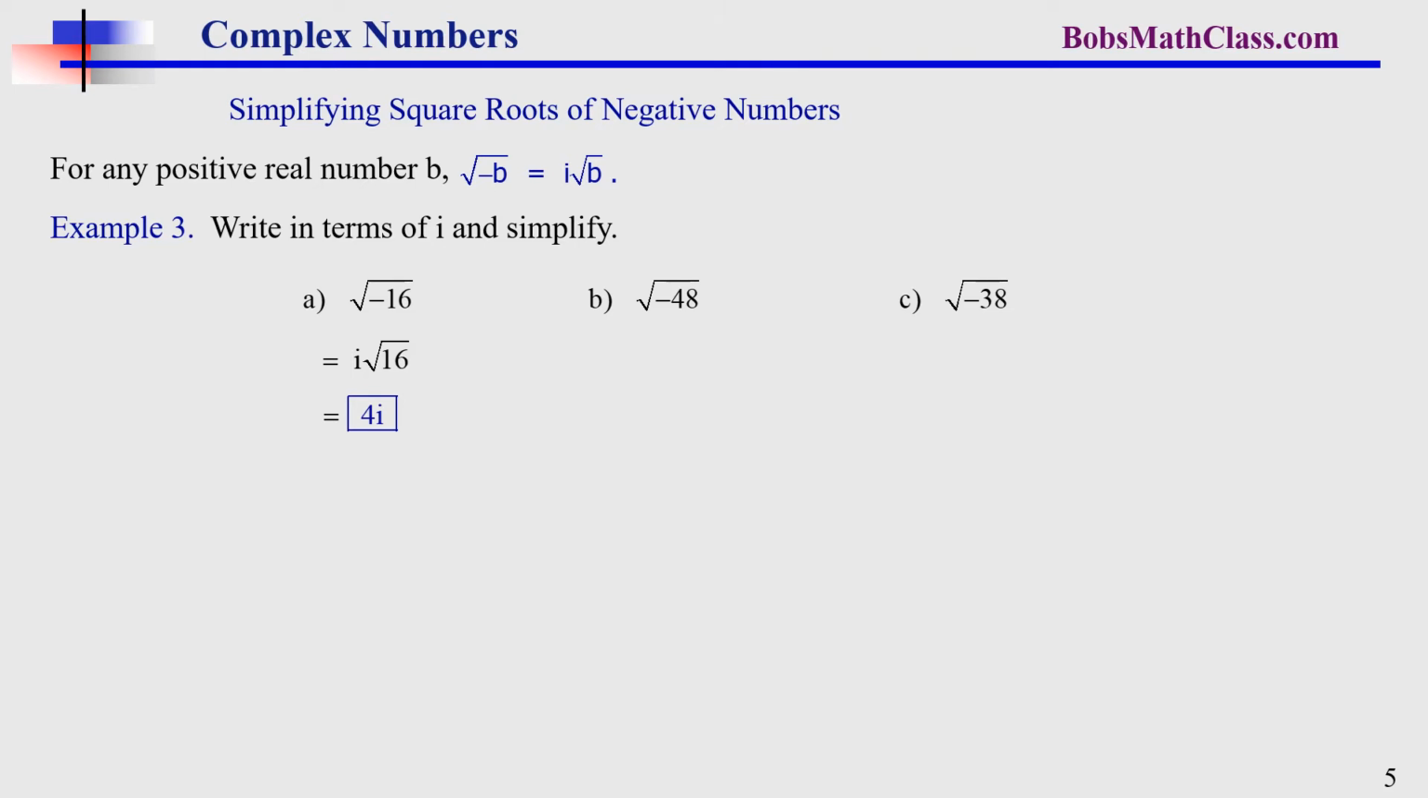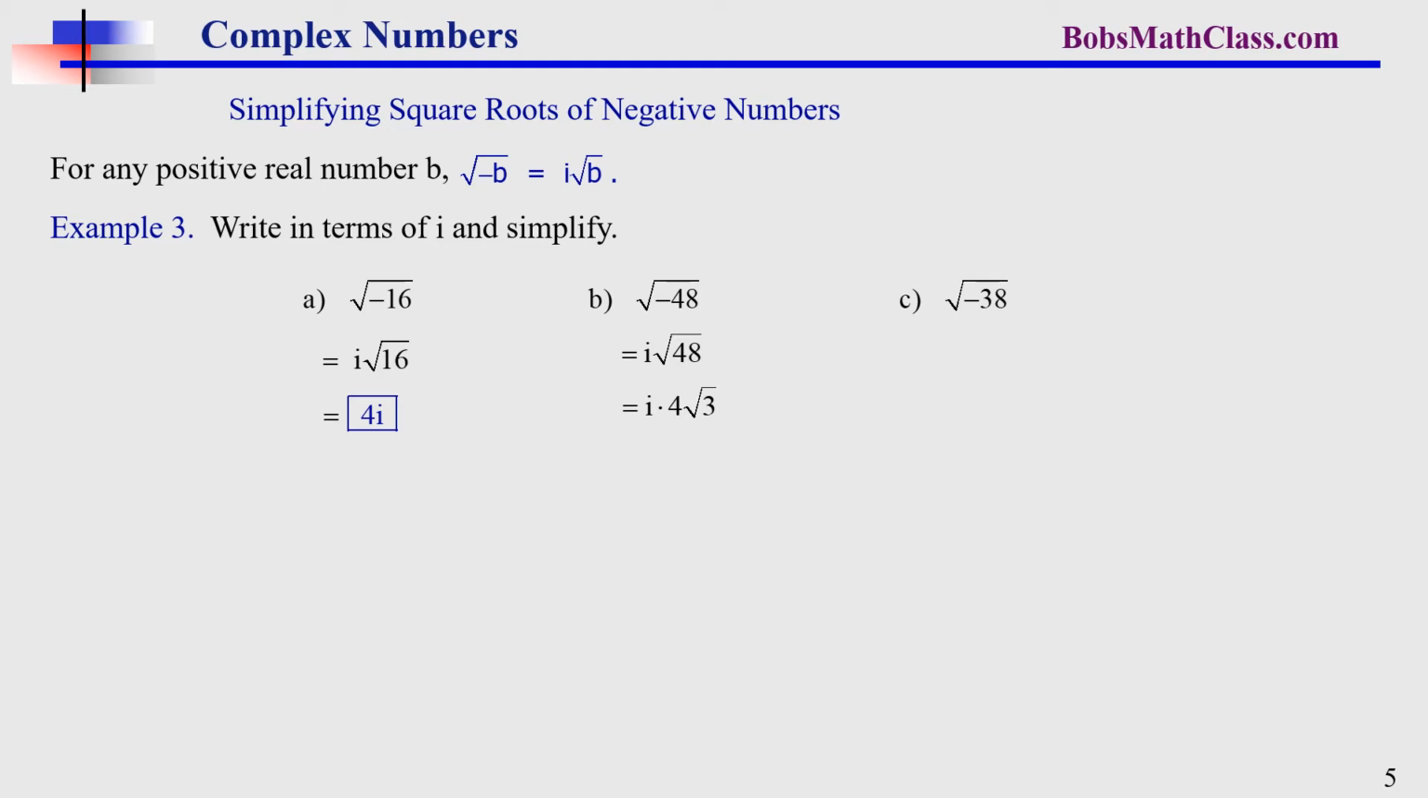Okay, so we'll do that with the next one. Put an i in front, and then we have the square root of 48. So then you just make the inside positive. Now we simplify the square root of 48. You could either do the prime factorization, or you could use a product where one of them is the largest possible perfect square. Either way, you should get 4 square root 3.